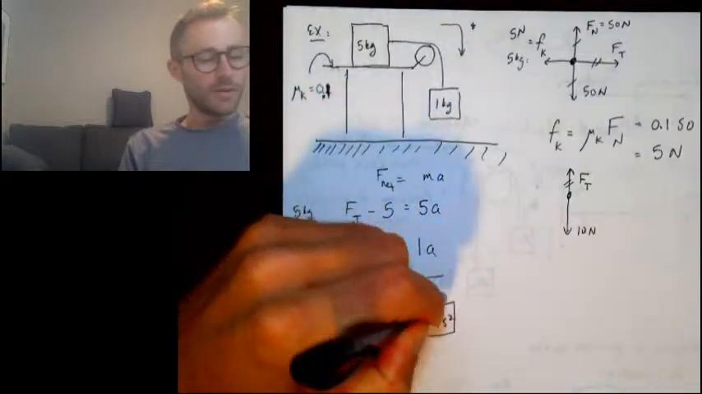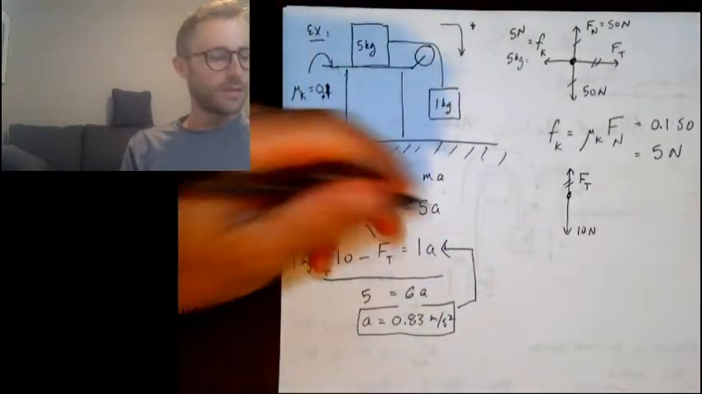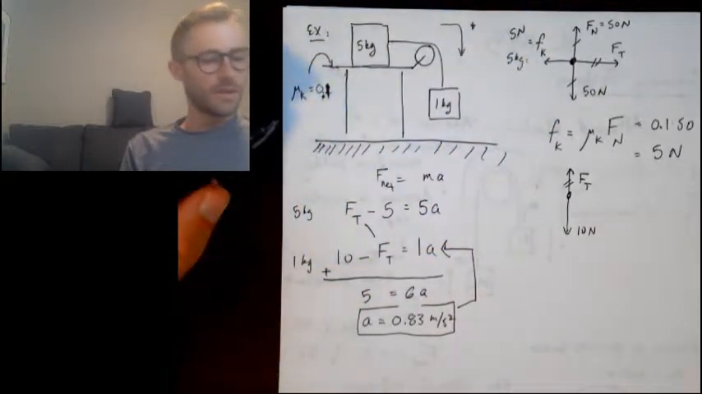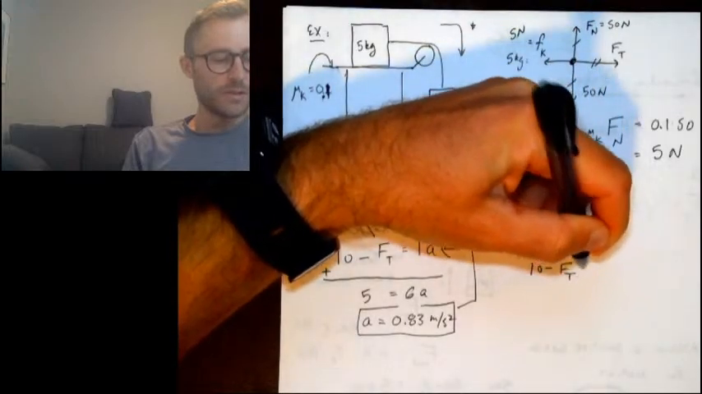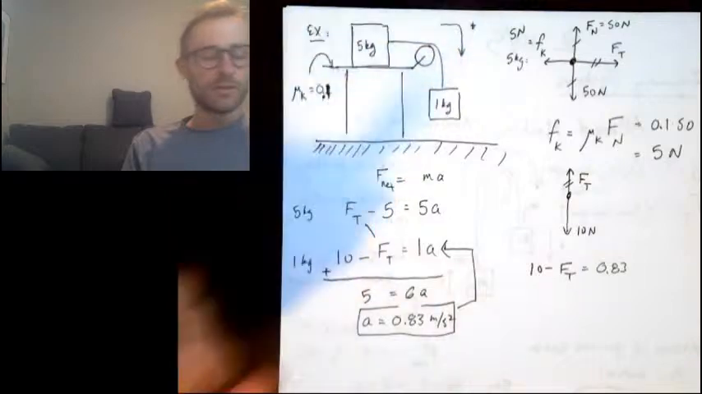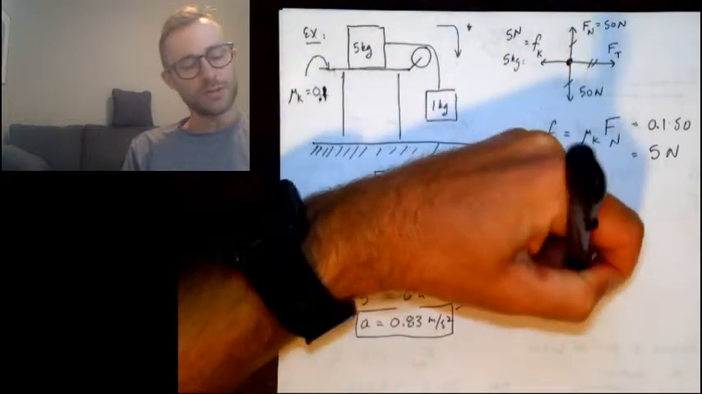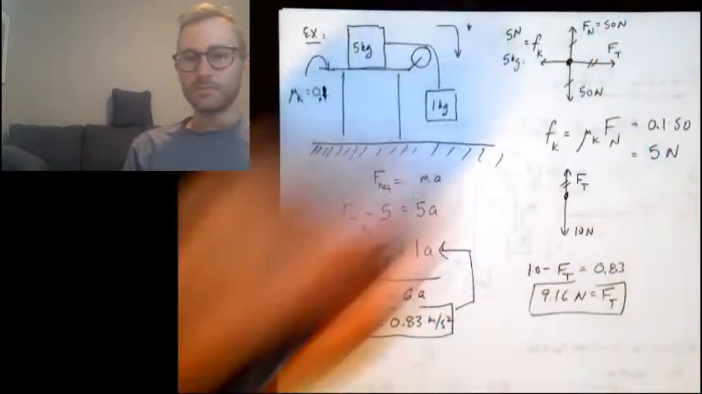which I would then plug in to get the tension. So plugging that into that bottom equation there is going to give me 10 minus F sub t equals 0.83. So that means the tension is 9.16 newtons. Okay?